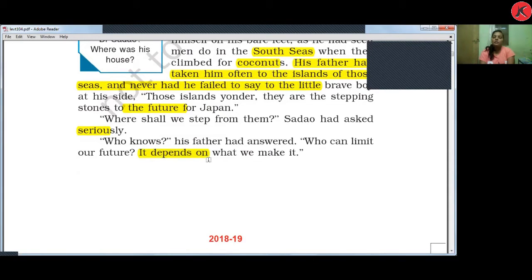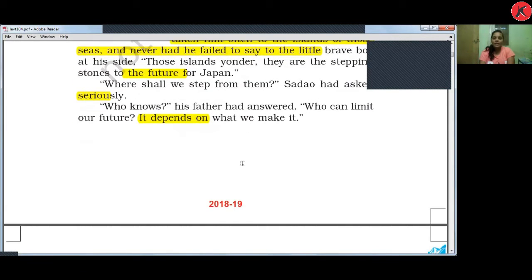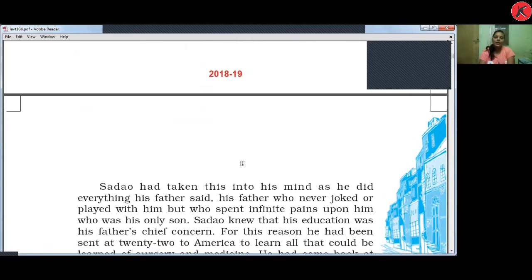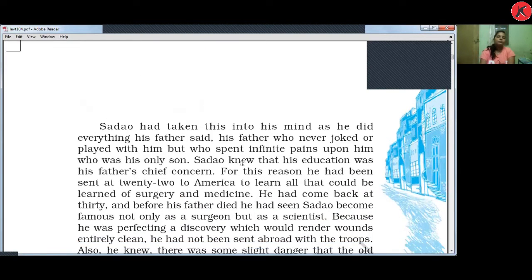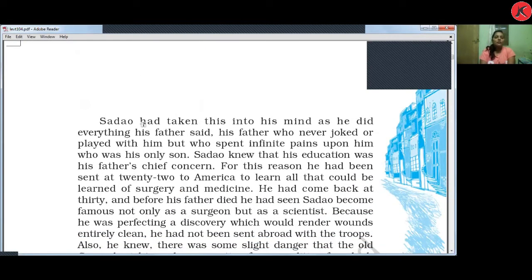The future is unlimited and it depends on what we make it. How we build our future depends on that. Going further, Sadao had taken this into his mind as he did everything his father said.